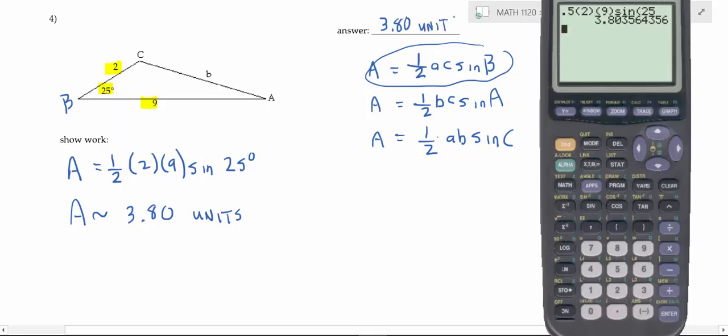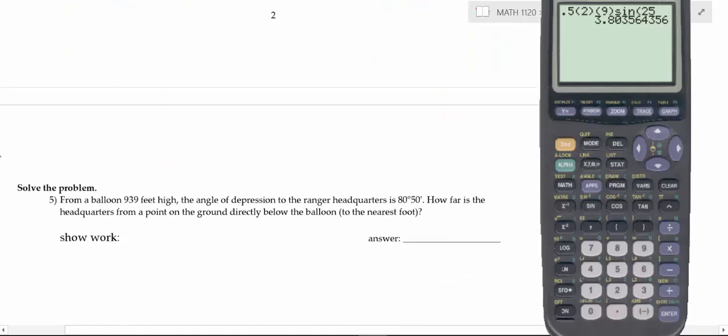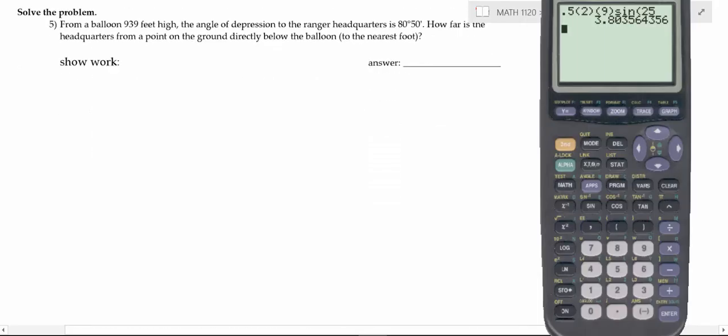So that's the other thing you want to handle: finding the area of a triangle in the side-angle-side case. It's very simple: 1/2 the product of the two sides times the sine of the angle that's in between those two sides. That's it. Now let's move on to a couple of application problems.